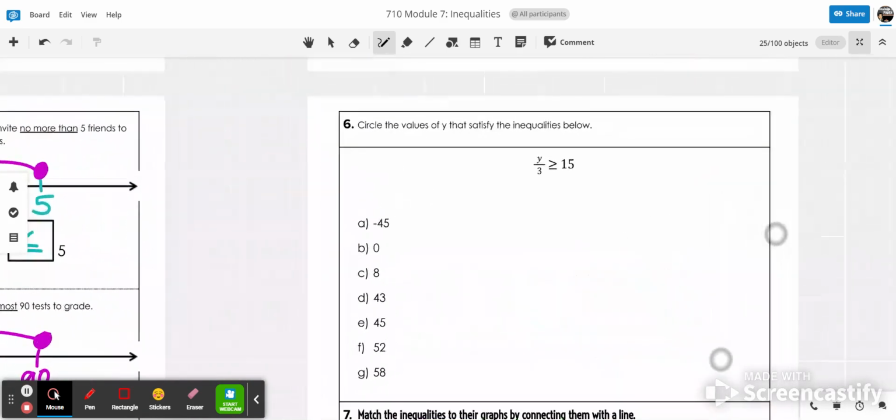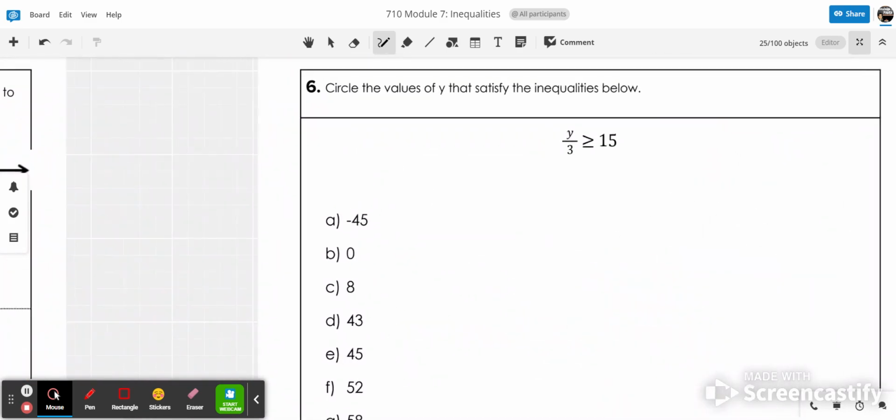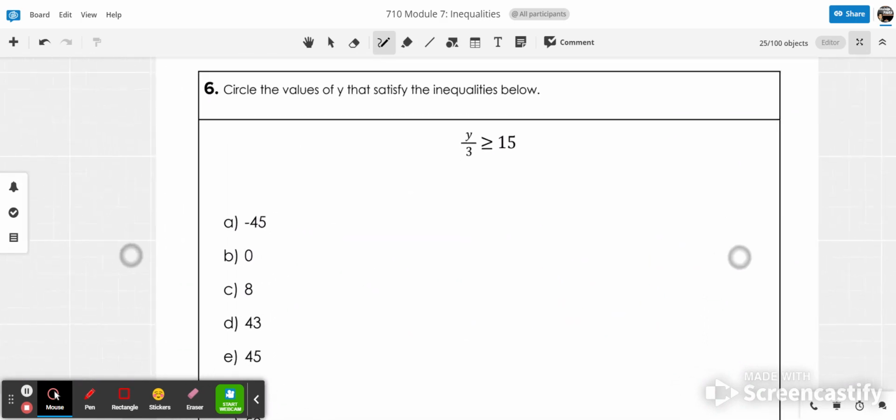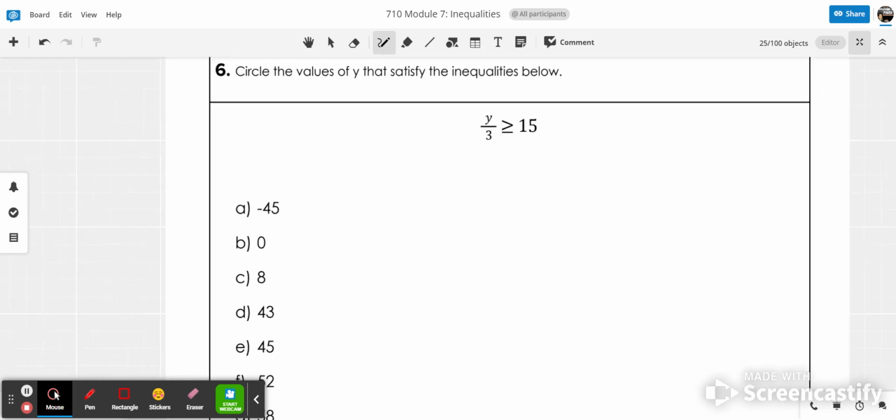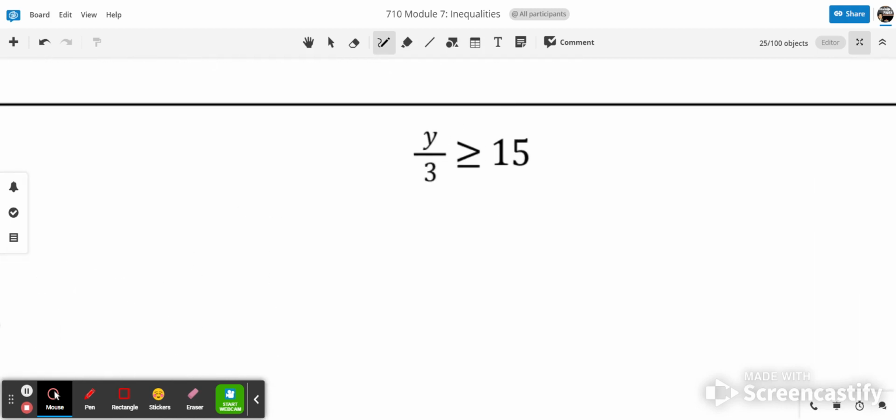We got 2 more problems. We're going to circle the values of y that satisfy the inequality below. So what that means is first we've got to solve for y. We have to get y by itself. And then we're going to pick numbers that would actually make the statement true if I substituted them in for y. So let's show what that means.